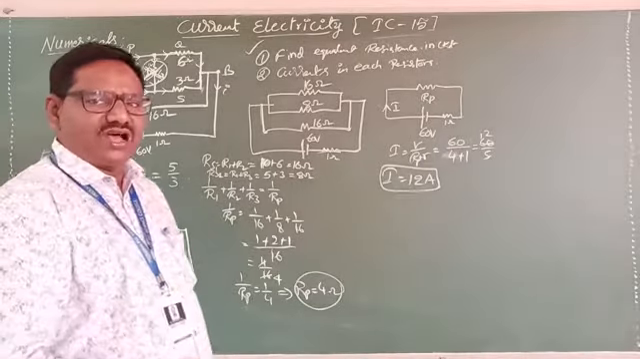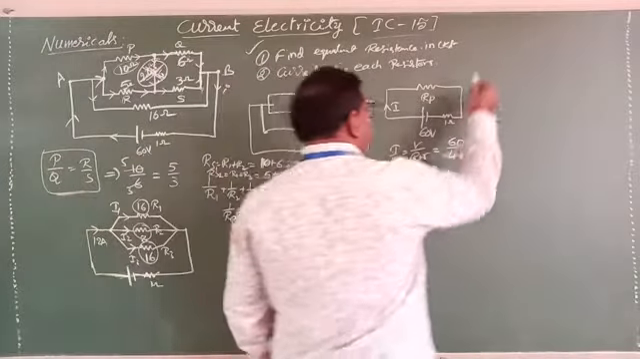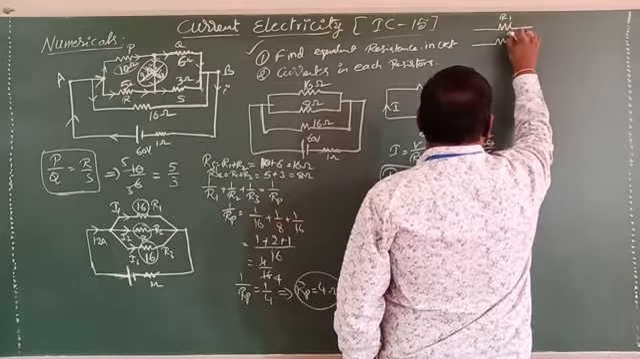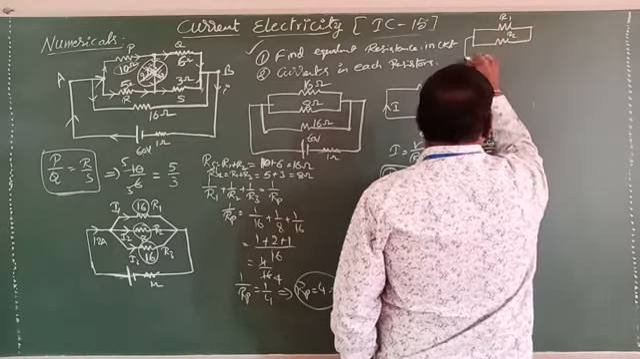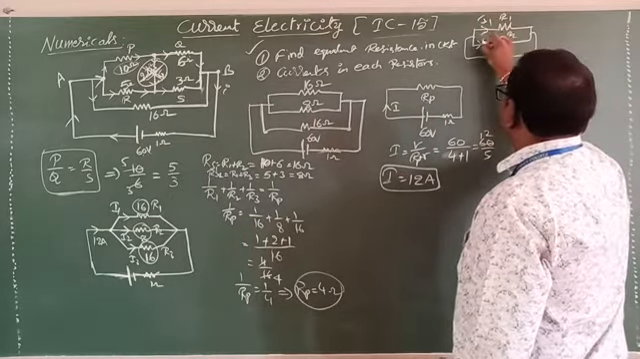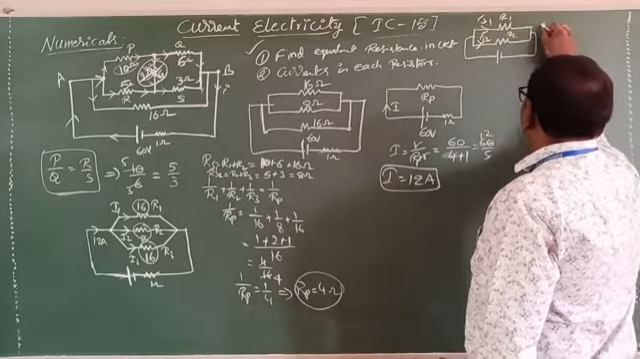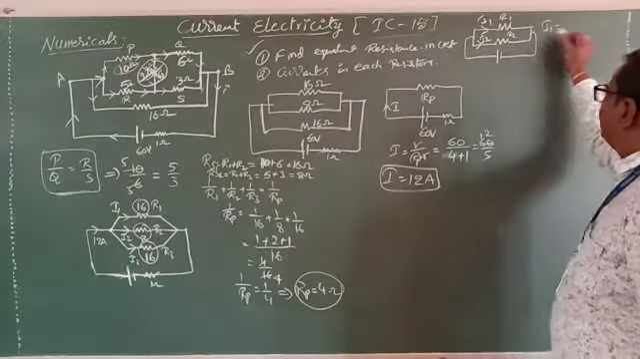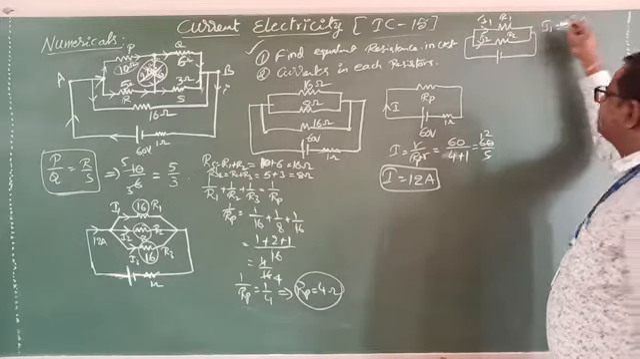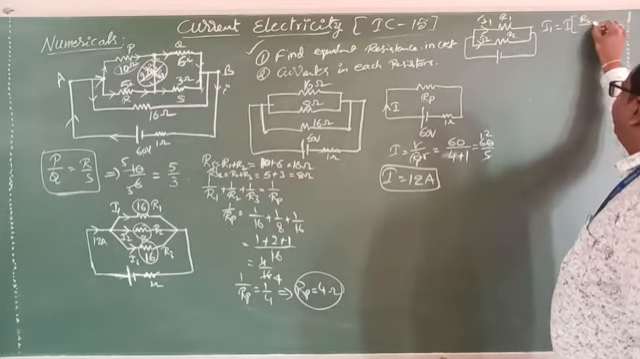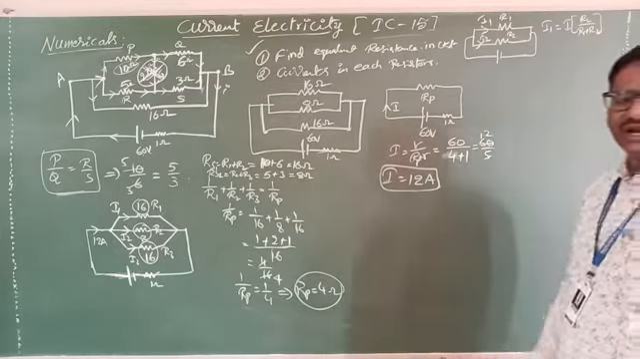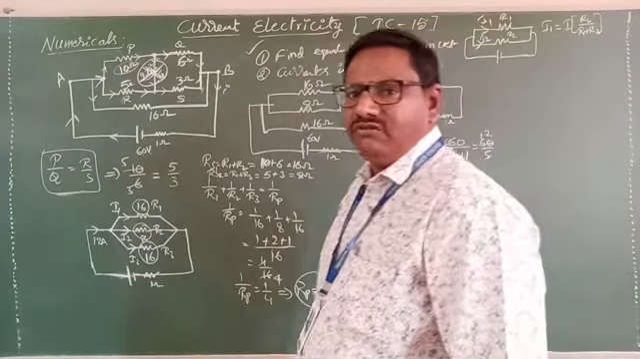If two resistances are there, what did you write? Suppose here one resistor and here one more resistor, R1, here R2. Both are in parallel to one battery like this. Then the current here will be I1, here I2. Then I1 equals total current into opposite branch resistance, that is R2, by total resistance R1 plus R2. We wrote like this, one of the shortcuts, if there are two.